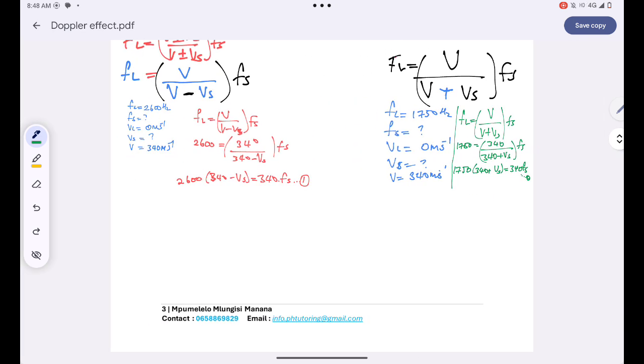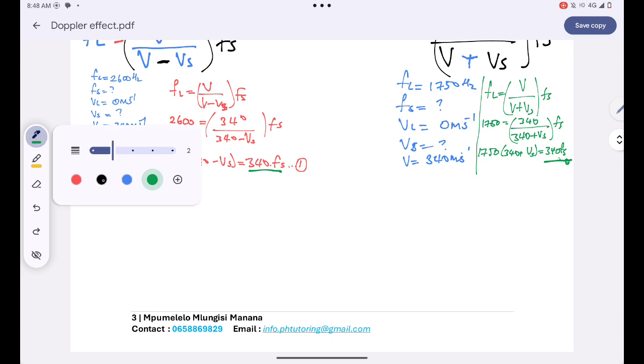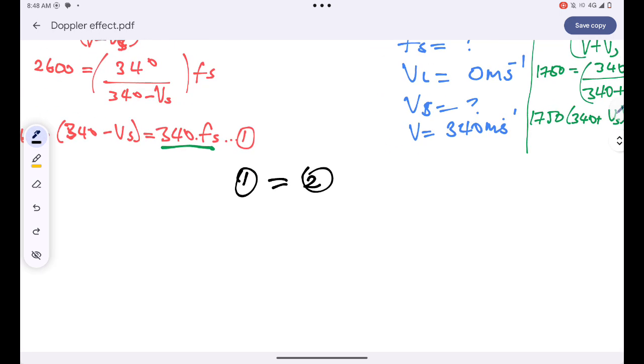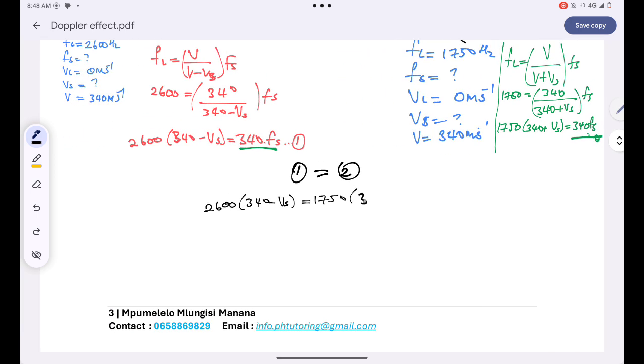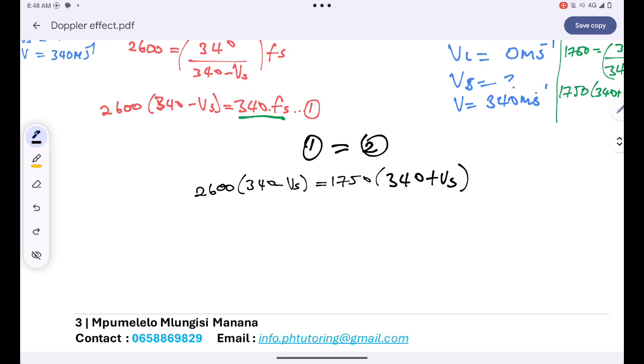Now I have equation 1 and equation 2, and both of them are equal to 340 Fs. So it simply means that equation 1 is equal to equation 2. Are you together? So I can just simply equate the two. I'll have 2600 times 340 minus Vs is equal to 1750 times 340 plus Vs. All I need to do now is to just remove my brackets first.